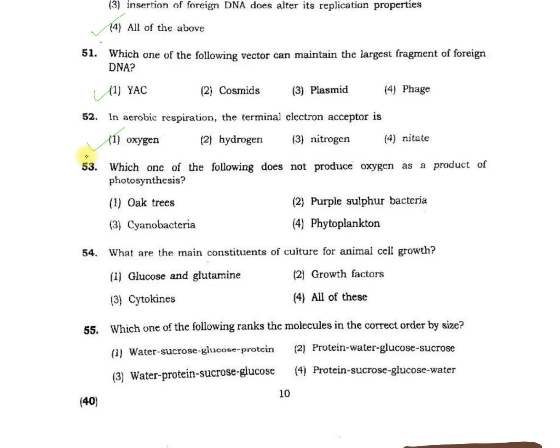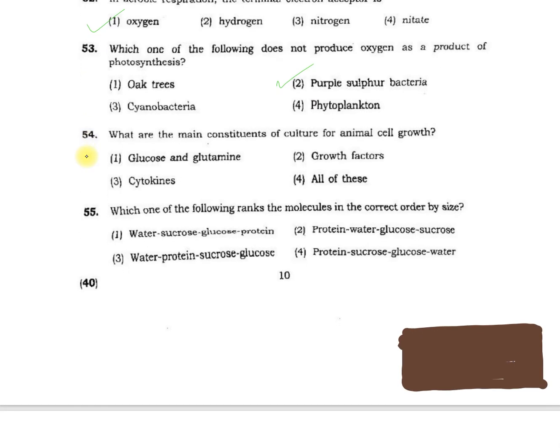Question number 53. Which one of the following does not produce oxygen as a product of photosynthesis? Number one, oak trees. Number two, purple sulfur bacteria. Number three, cyanobacteria. Number four, phytoplankton. Option two, purple sulfur bacteria, is the correct one. Question number 54. What are the main constituents of culture for animal cell growth? They're asking not for culture, but actually the culture medium. Number one, glucose and glutamine. Number two, growth factors. Number three, cytokines. Number four, all of these. Number four, all of these, is the correct one.